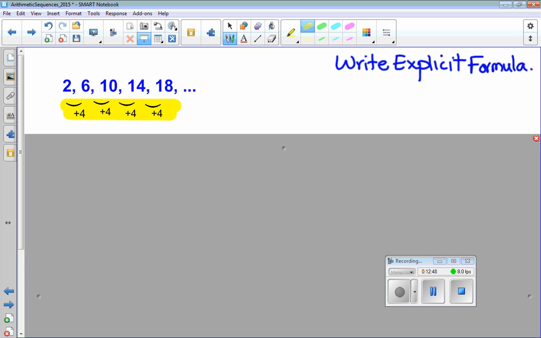In this case, what is the common difference? 4. I'm adding 4 each time. It's called common difference. If you look at your formula sheet, what letter do we use in our formula to represent common difference? D. So if we're going to write an explicit formula, I'm going to write the formula that I need. a sub n is equal to a sub 1 plus n minus 1 times d. That's a formula that's given to me on my formula sheet. I know I'm using that one because it's arithmetic. Why is it arithmetic? Because I'm adding the same number every time.